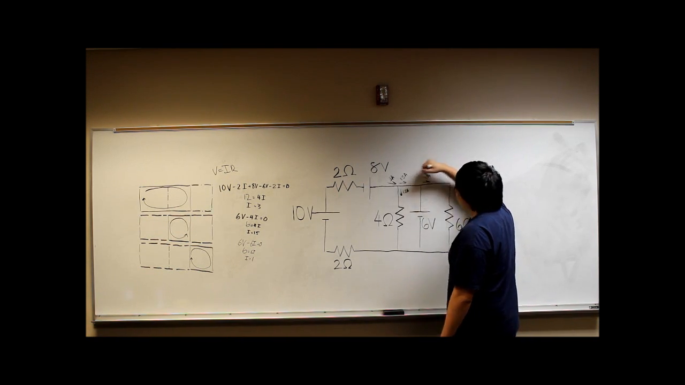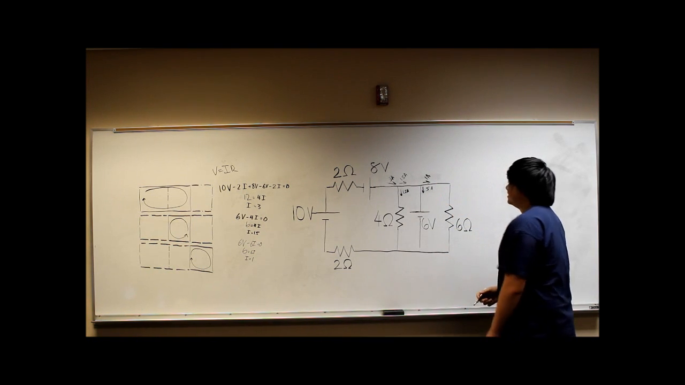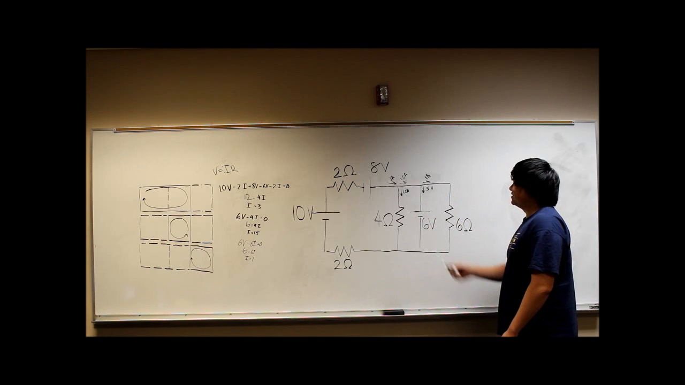So now we have 1.5 amps going into this junction and 1 amp leaving, which means we need 0.5 amps going down here, which means that the answer is 0.5 amps down.